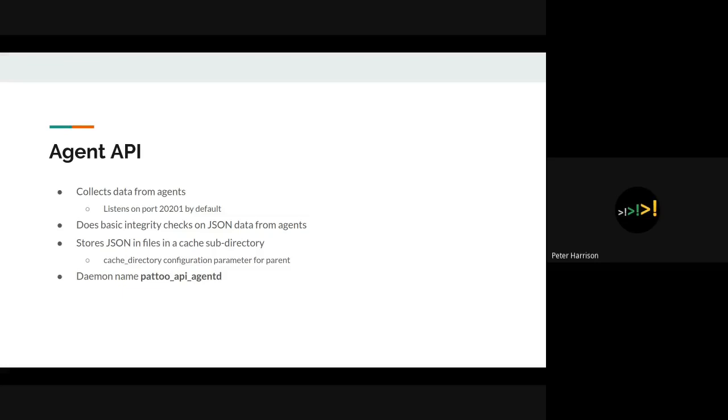So we just dump it straight onto this thing and make something else later on that is more aware of the database, handle that database connection. Pattoo API Agent D runs with multiprocessing. So if you have a 6-core system that's running, if you do a PSAUX, you will see 6 of these agents running at the same time. So it tries as much as possible to maximize the resources available to it.